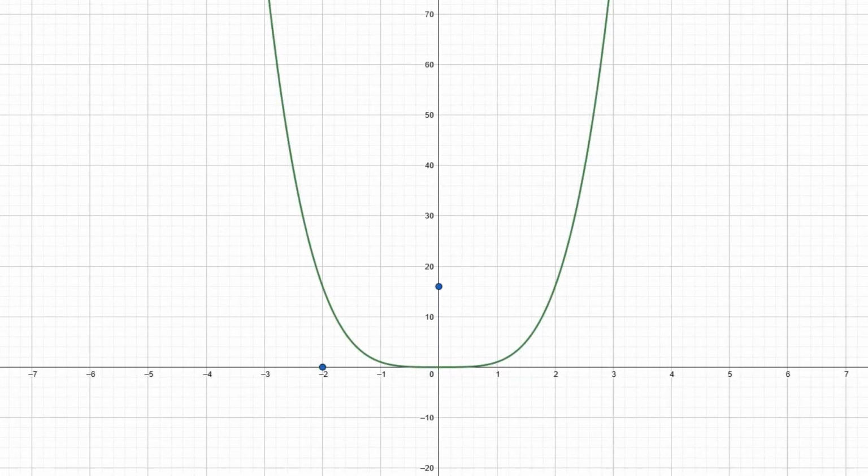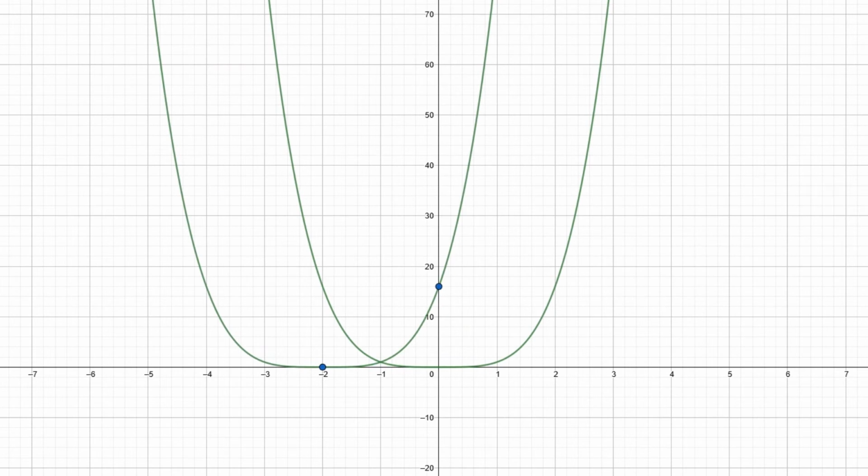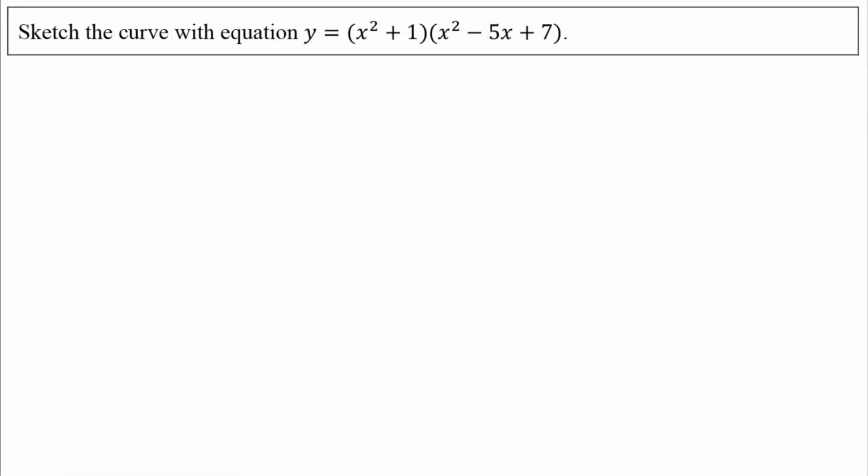So starting with our y equals x to the 4 curve, if we do a translation of 2 units to the left, we end up with the curve we require. This curve is given to us in the form of 2 quadratic factors. It's easy enough to see that the intersection with the y-axis will be 0, 7.